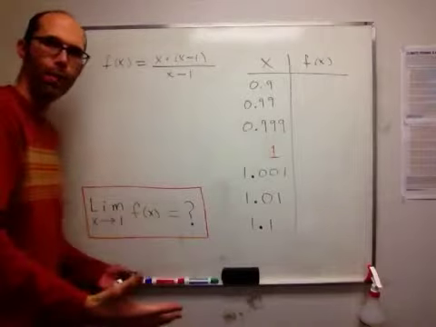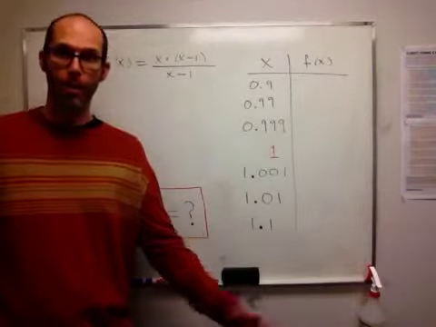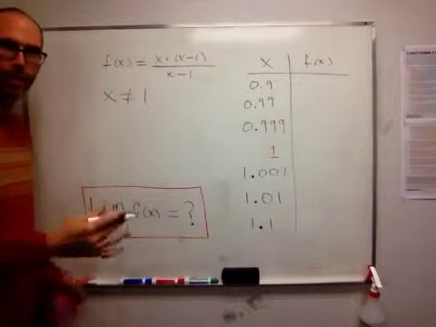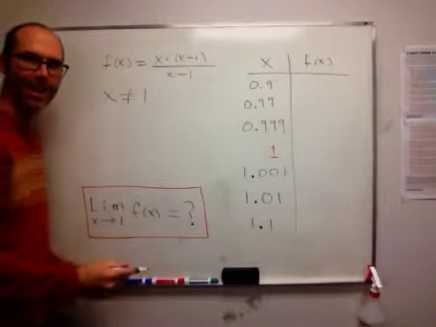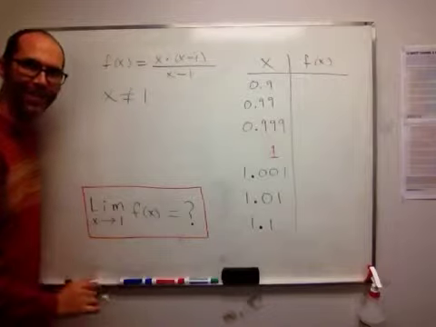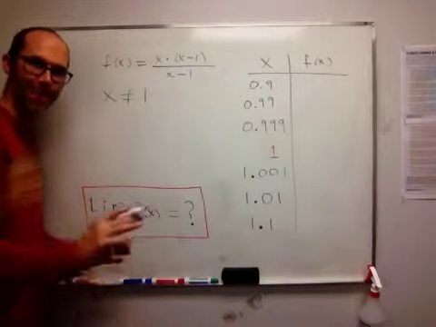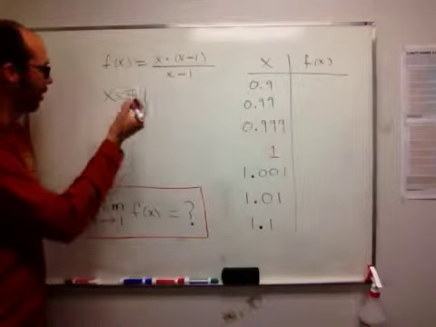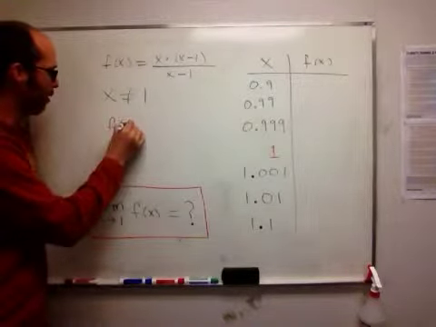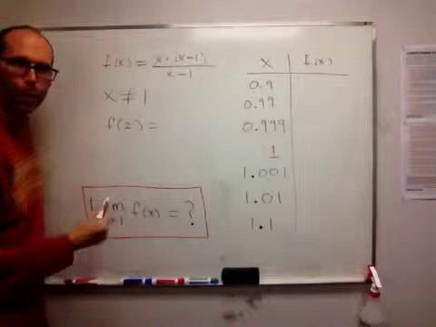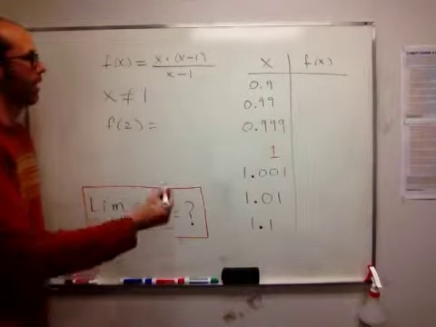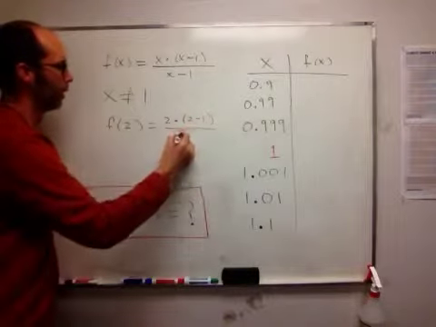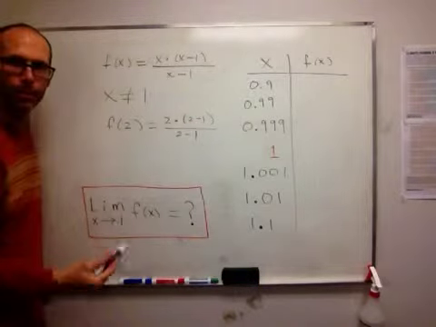Alright, so what happens if x is not 1? Let's suppose x is not 1. Let's just have a look. Let's say f of 2. Put a little 2 in there. 2 is not 1. What happens? You get 2 times 2 minus 1 over 2 minus 1.